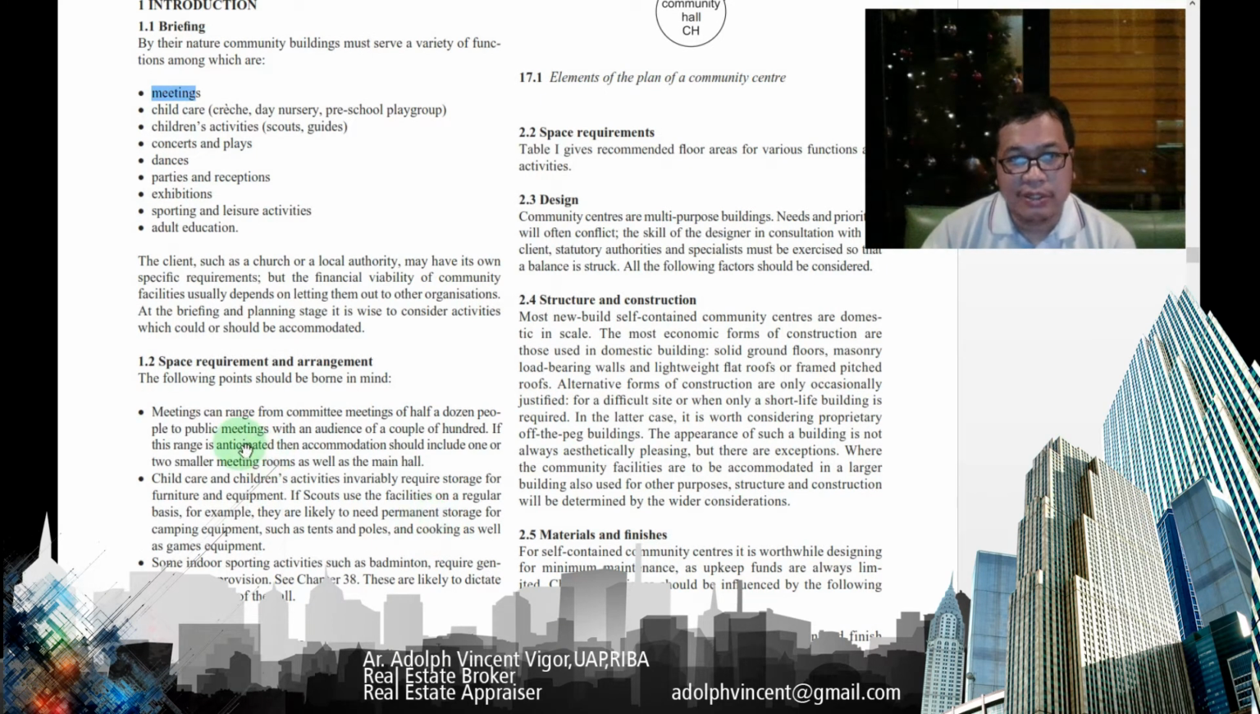Okay, so for the space requirement and arrangement, it's written here that meetings can range from committee meetings of half a dozen people to public meetings with an audience of 100 or a couple of hundred. So this range is anticipated, and accommodations will include one or two smaller meeting rooms as well as the main hall. So it is ideal that you have meeting rooms that are small, and you also have larger meeting rooms.